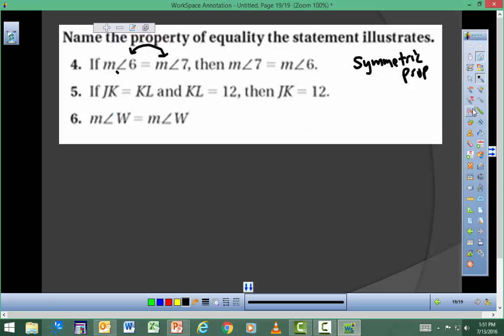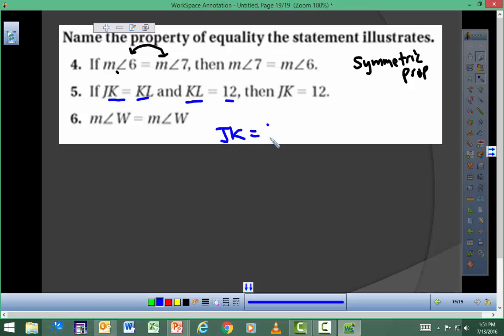What happens here? Let's see. If JK is equal to KL and KL is equal to 12, then JK is equal to 12. Well, that was a sequence of stuff. Let me show you again in a vertical way. I think it's easier to see this. We have JK is equal to KL, and then we're saying that KL is equal to 12. Okay? You see, there's your pattern. It's some variable or something written twice.